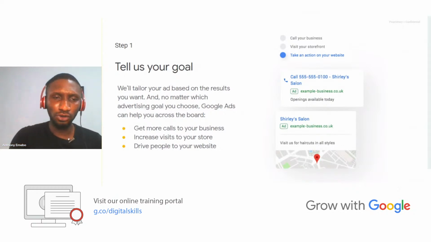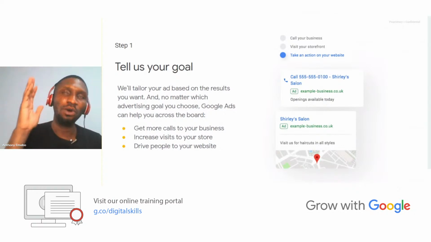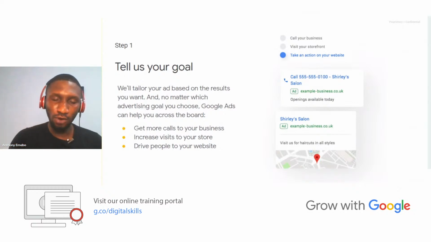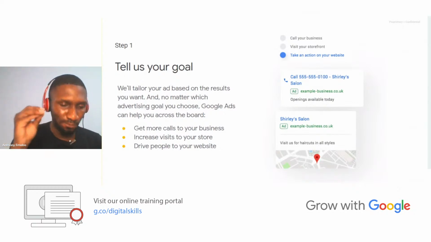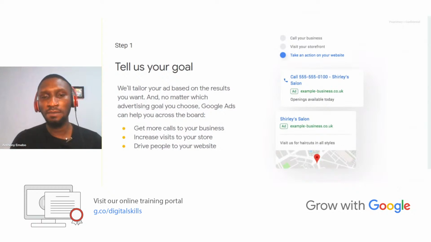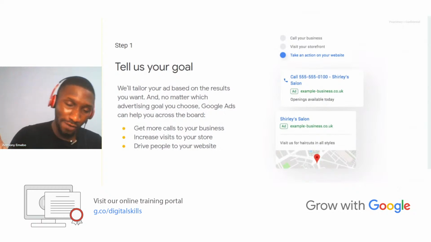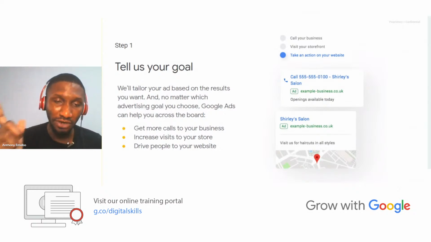So tell your goal, because if you say you want to drive people to your website, Google Ads is going to ask you to put in your web address. If you say you want to take more calls, Google is going to ask you to put in your phone number right there. So make sure you have that website or that phone number ready to input when you select any of these as a goal. So if you do not have a website, you create one for free on Google My Business. No coding skills. Nobody is charging you for anything. It's free.